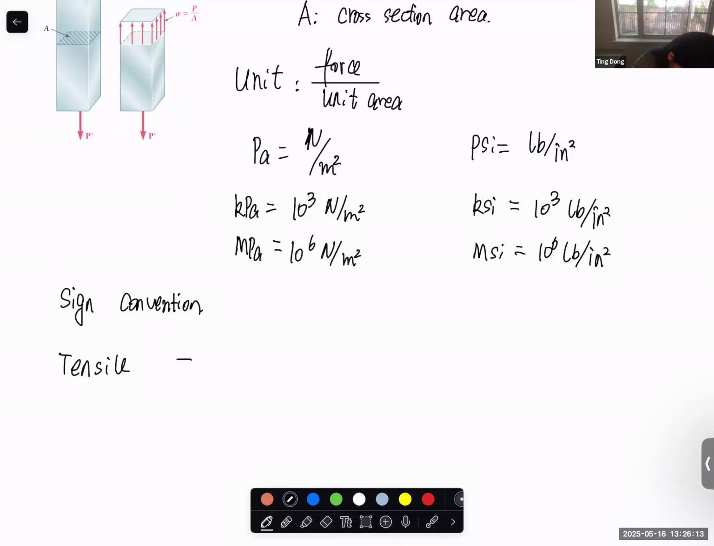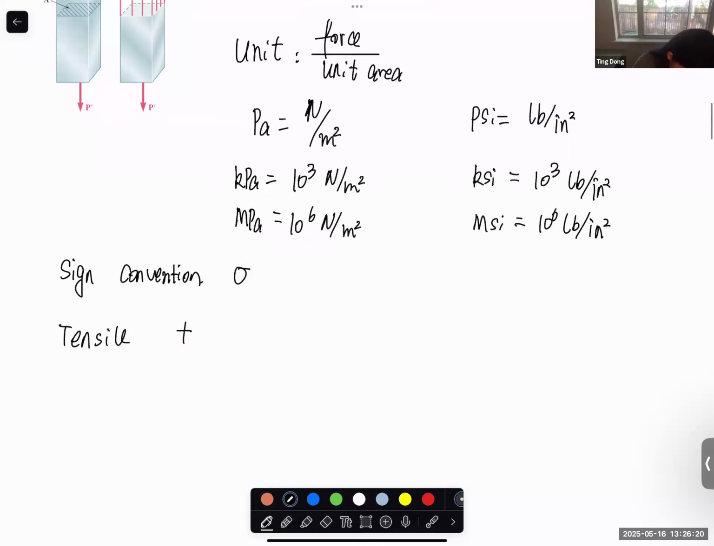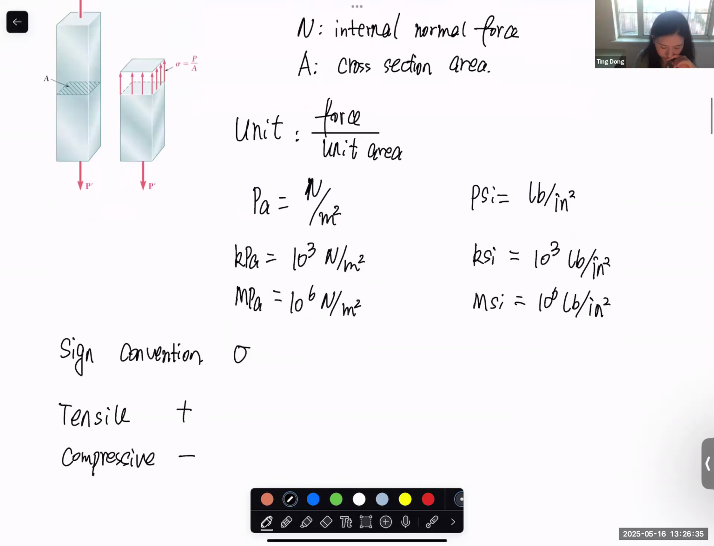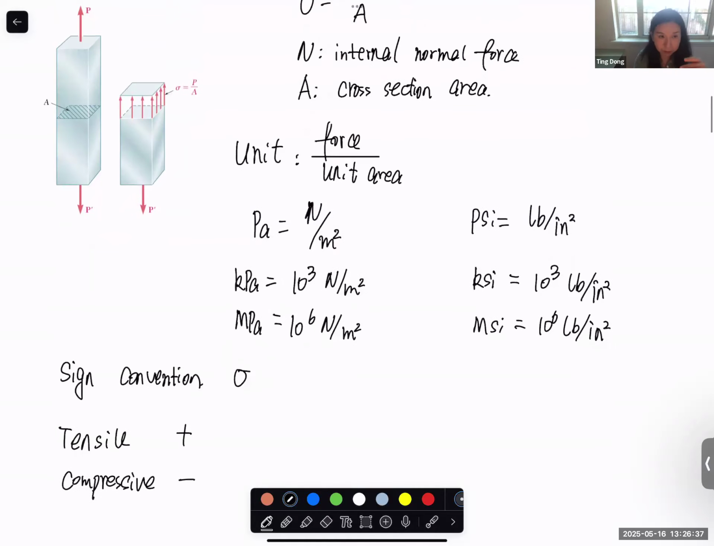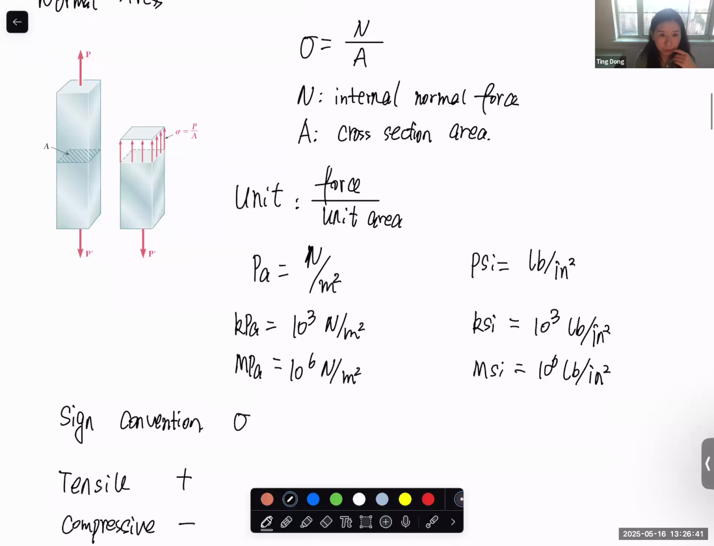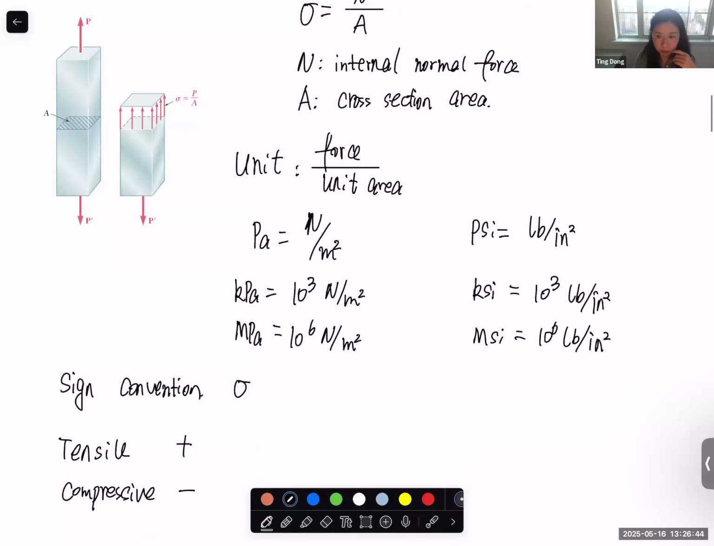It's always positive. This is the sign convention for stress. And it's always compressive, negative. So this is the basic concept of the normal stress and the sign convention.